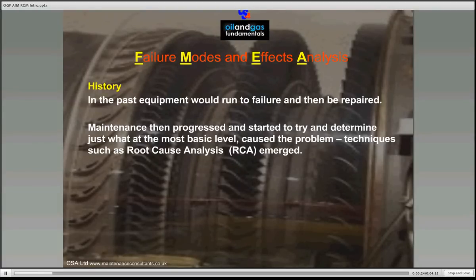History. In the past, equipment would run to failure and then be repaired. Maintenance then progressed and started to try and determine just what, at the most basic level, caused the problem. Techniques such as root cause analysis, that's RCA, emerged. But RCA requires an item to fail before we investigate it.